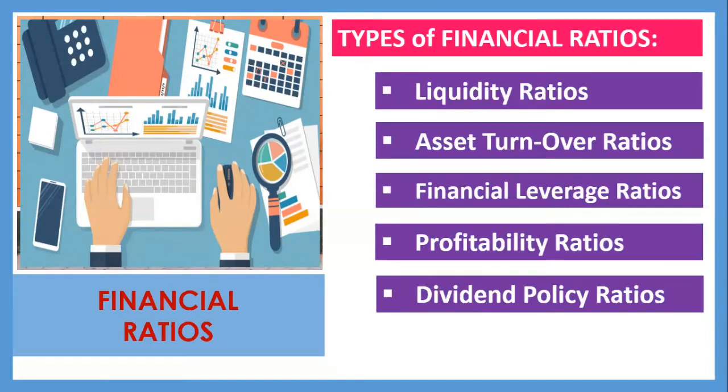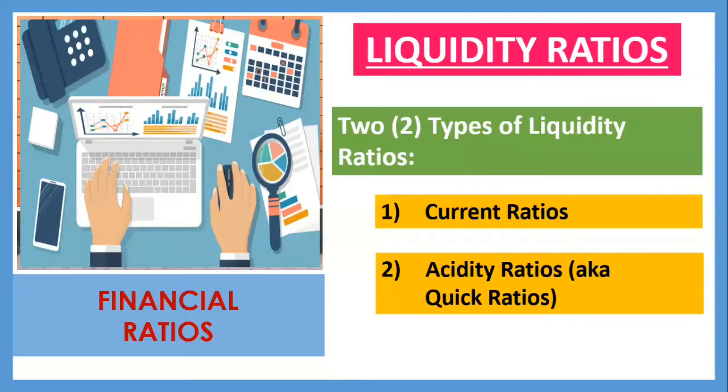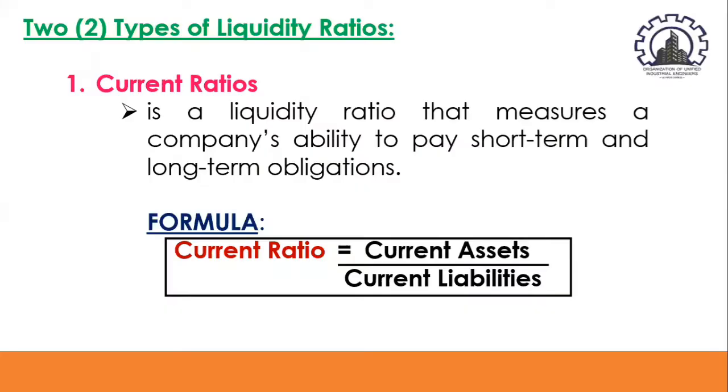In this case, we will discuss first liquidity ratios. Under liquidity ratios, there are two types. First, we have current ratios, and second, we have acid test ratios, also known as quick ratios. A current ratio is a liquidity ratio that measures a company's ability to pay short-term and long-term obligations. The formula that we will be using in computing current ratios is current assets divided by current liabilities.